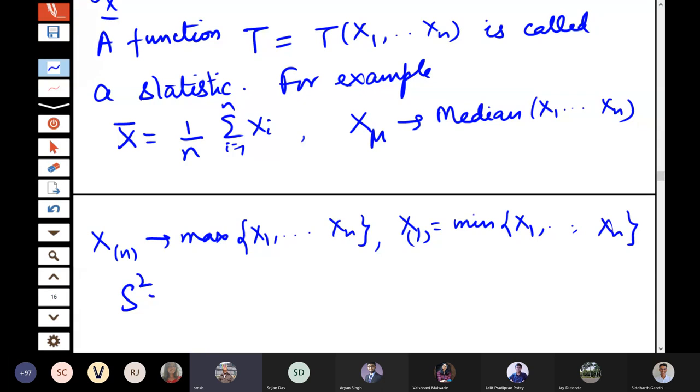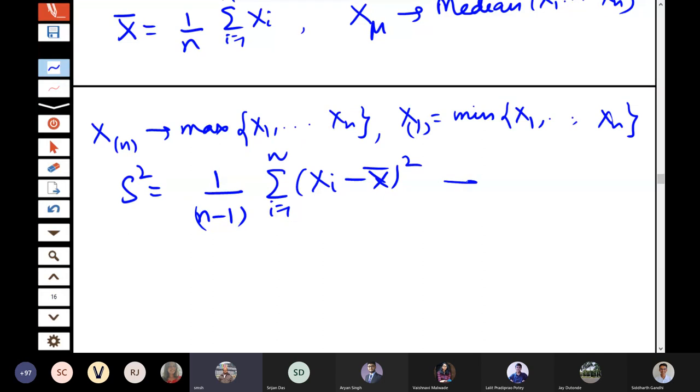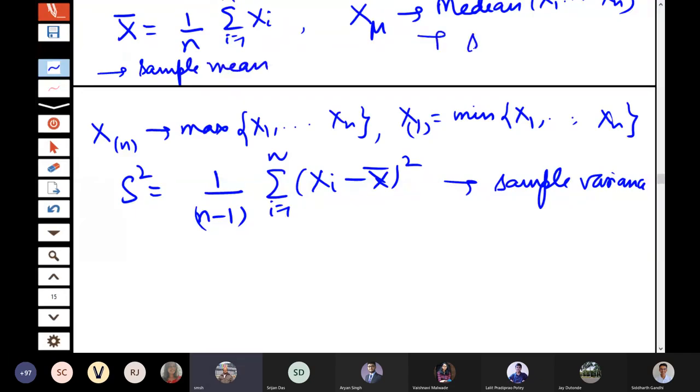You can have s square. This notation I am defining now: 1 by n minus 1 sigma xi minus x bar square, i is equal to 1 to n. This is also called the sample variance. This is the sample mean. This is the sample median, etc. So sample maximum, sample minimum.